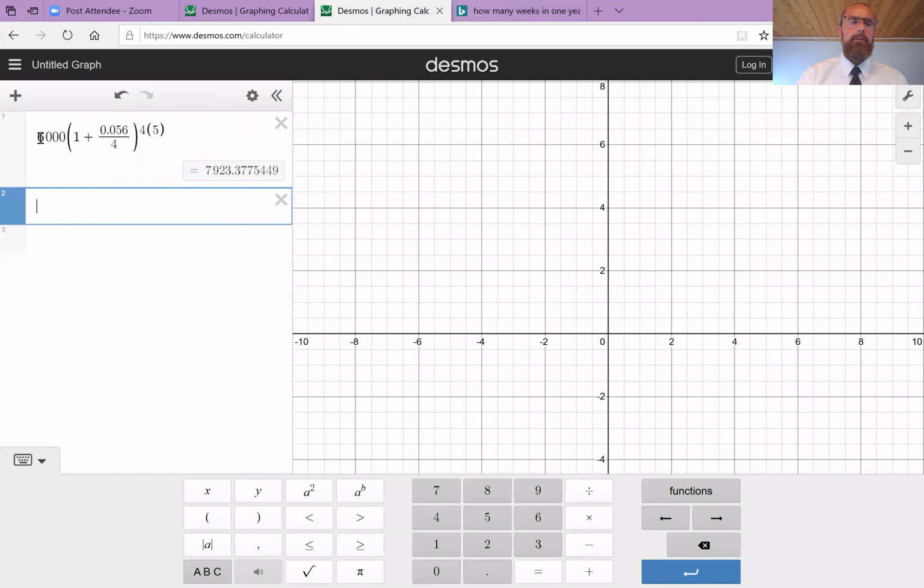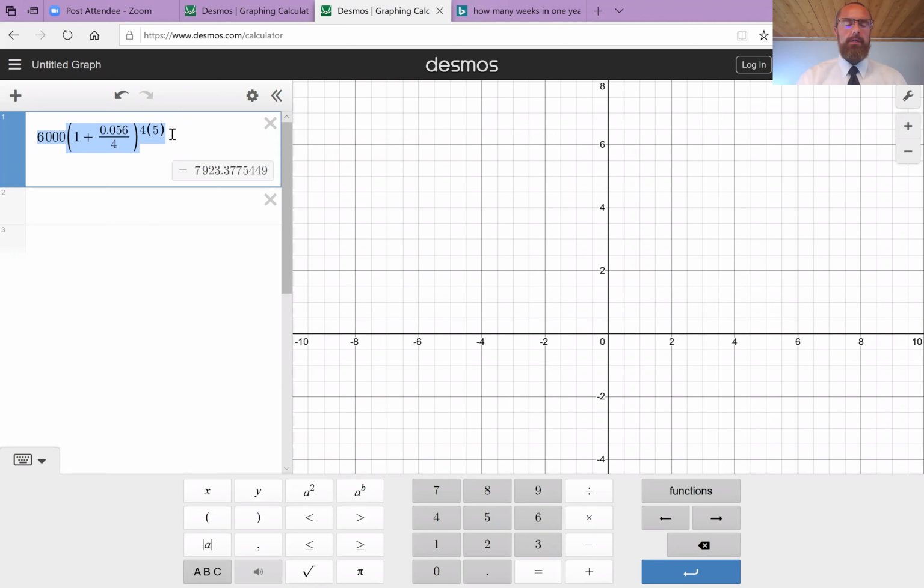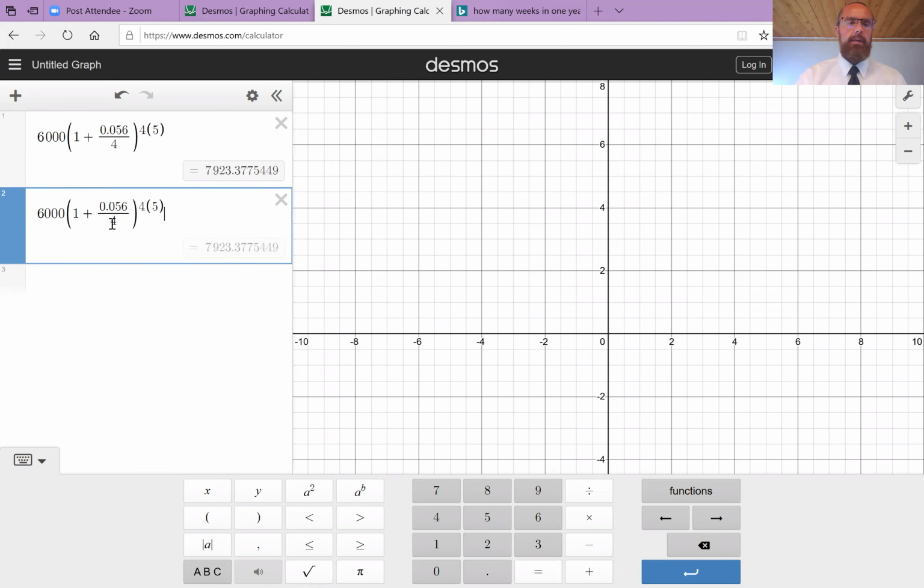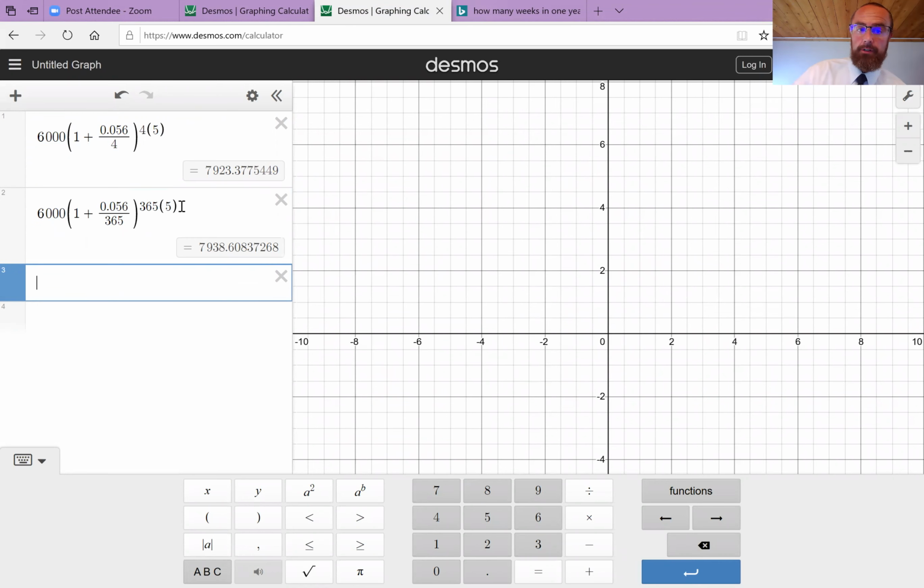And I'm going to highlight this. So I'm going to select it with my mouse, and I'm going to hit Control-C to copy it. And I'm going to paste it. And all I'm going to change is this n value. So 365 in that denominator and 365 in the power. And that gives us this value, $7,938.61.